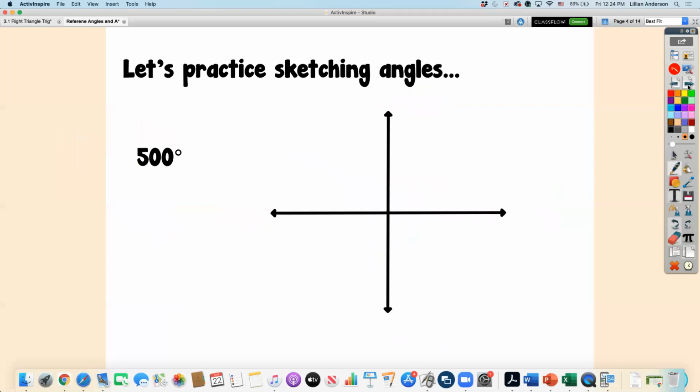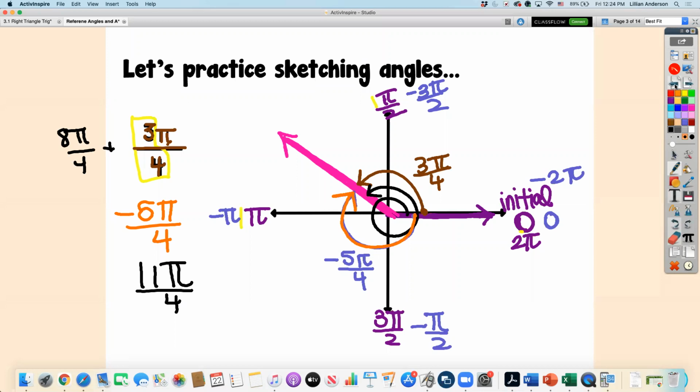Let's try one that's in degrees. Like I said, sometimes degrees are a little bit easier. How did you get 8 pi over 4? Remember, that's nothing but 2 pi. Oh, yeah. So then that way I can add it easily.